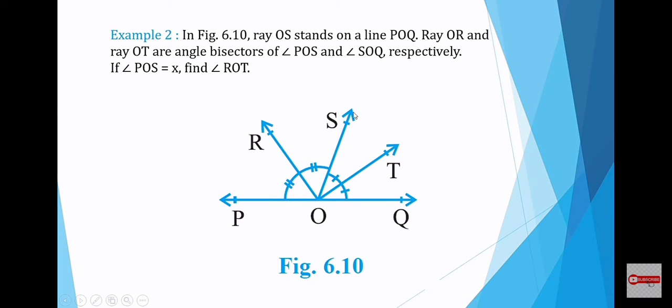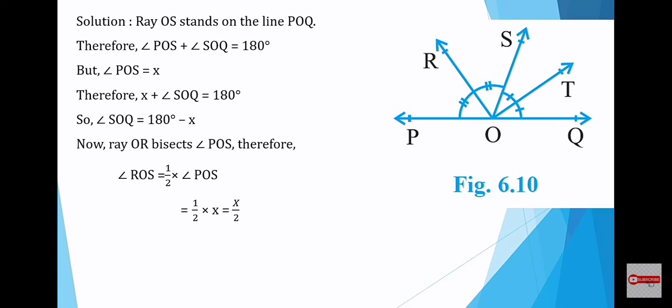Okay, so you have a line POQ and there you have a ray OS. Also ray OR and ray OT are the angle bisectors of angle POS and angle SOQ respectively. Also angle POS is given as X, so you are asked to find angle ROT. So let's see the solution.